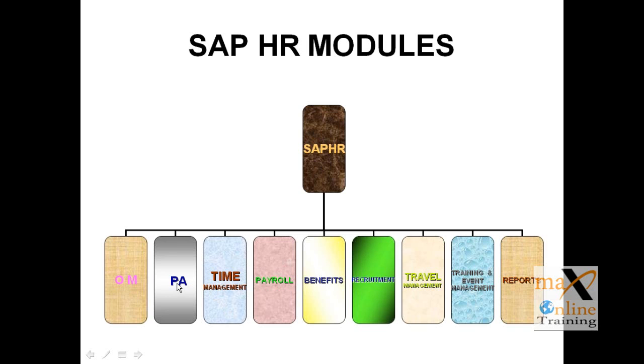Now personal administration. It deals with employees' data: his name, his details, permanent address, temporary address, whether he is physically handicapped or a challenged person, how many children he has, the degrees he has, education details, professional details. Everything is covered under PA: personal data, the history and background of the person, the basic pay, all the details of the employee come under personal administration.